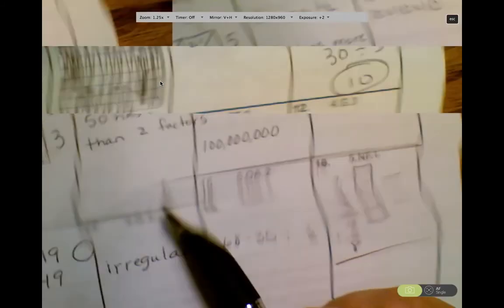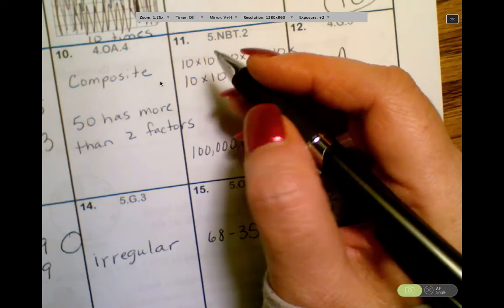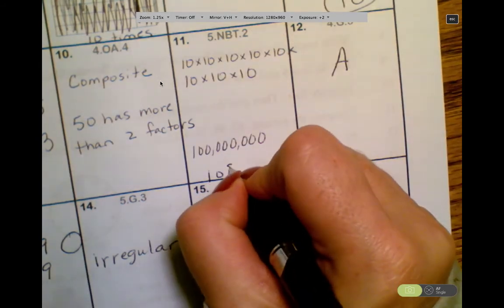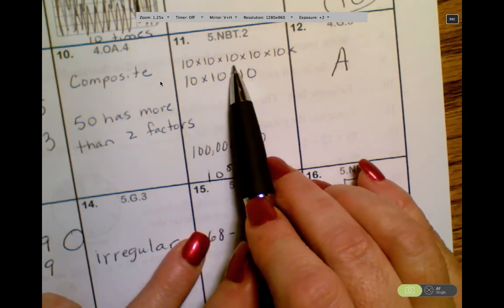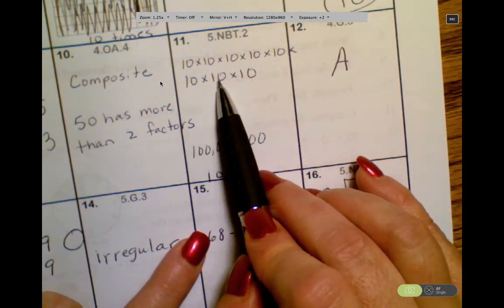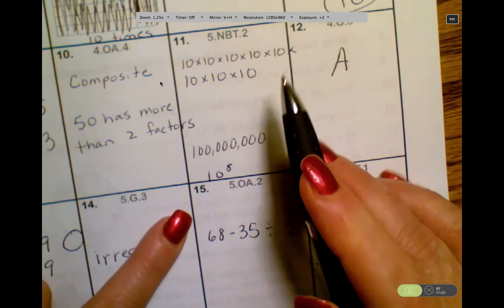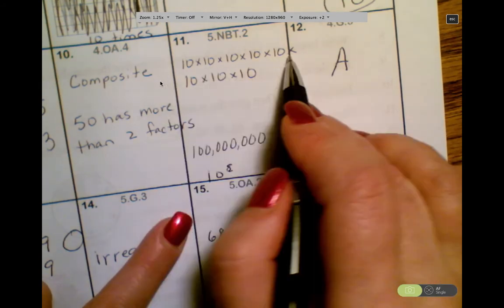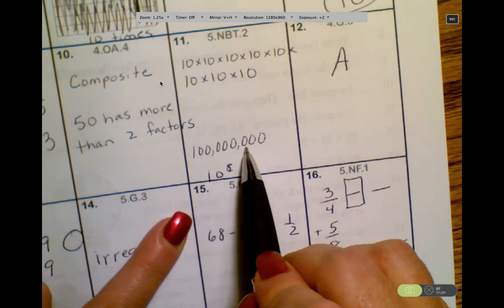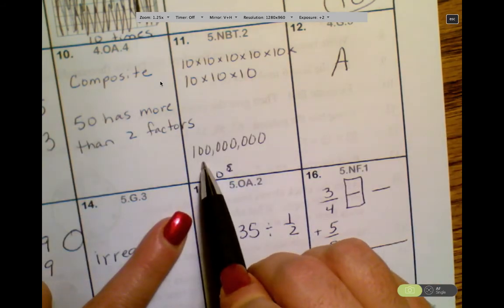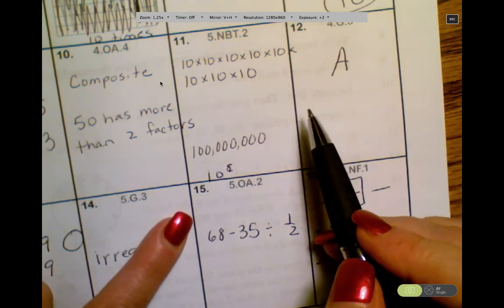Number 10, or 11, excuse me, and it is 10 to the 8th power. I'm writing it as repeated multiplication. That's 10 times 10 times 10 times 10 times 10 times 10 times 10 times 10. Why? Because it's to the 8th power, so I have to write it 8 times. And then I need to write that many zeros, and that would be 100 million.